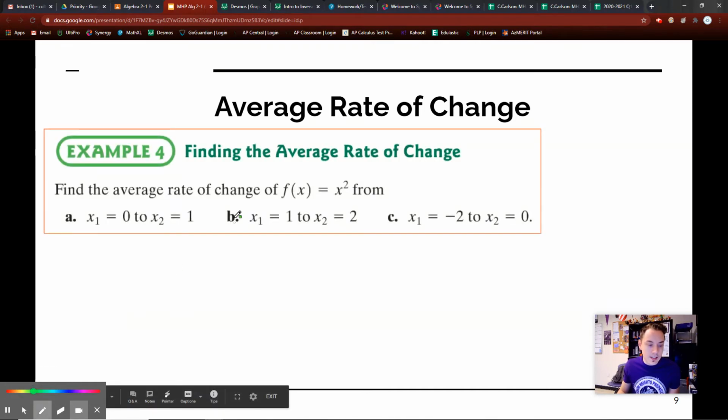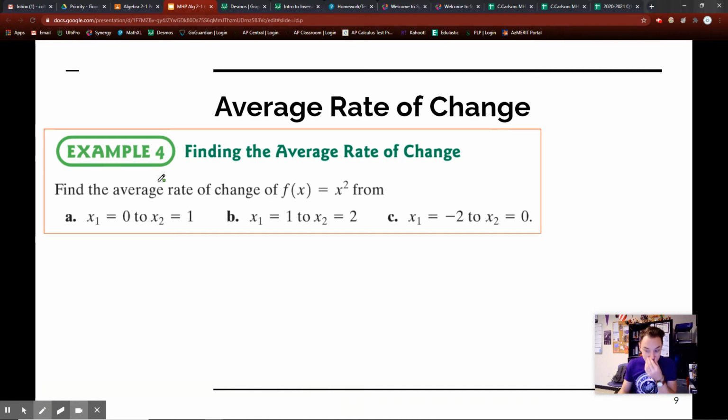Awesome. So this example right here, we have 3 actually. We're given one function: f of x equals x squared. Your normal parabola looks something like this, like a U. That's your parabola. Awesome.